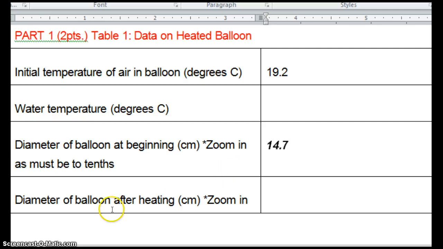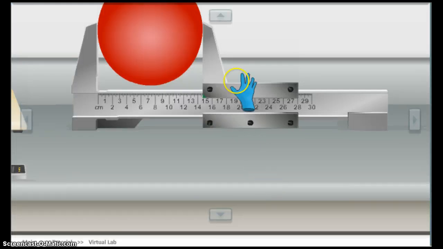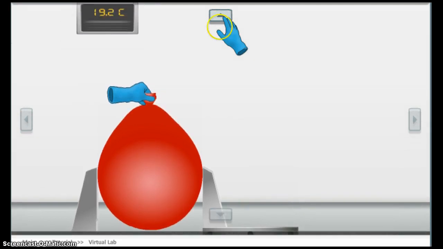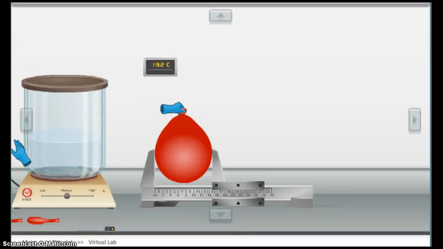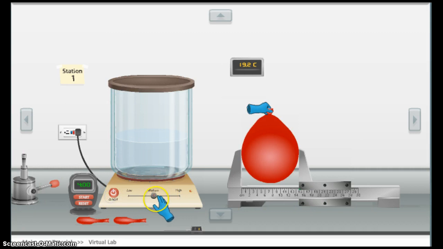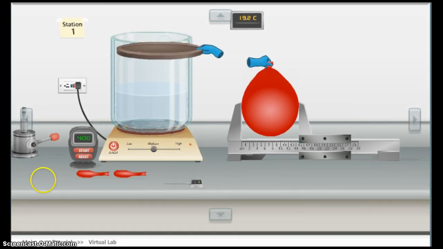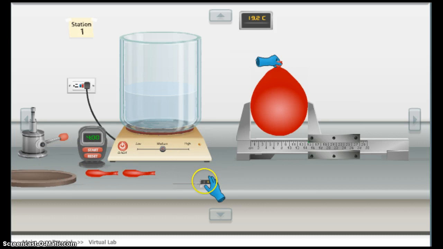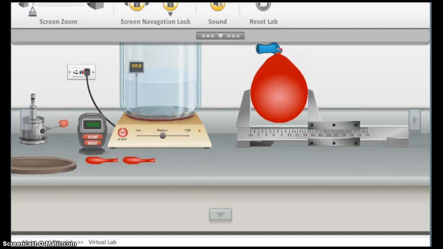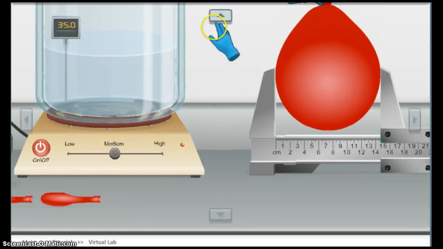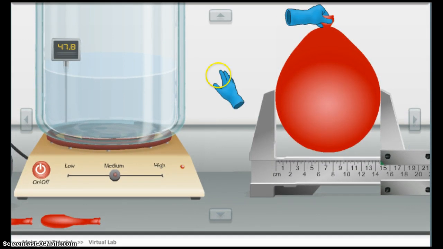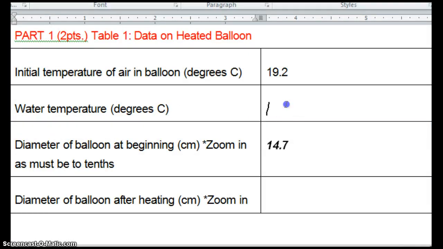And then we're going to find the diameter of the balloon after heating it up. And we're going to put it in warm water. So let's go back to the lab. And we have our water here, which hopefully is heating up. And let's take the temperature of the water. And what's the temperature of our water? It's exactly 50 degrees Celsius. So the water temperature is 50 degrees Celsius.